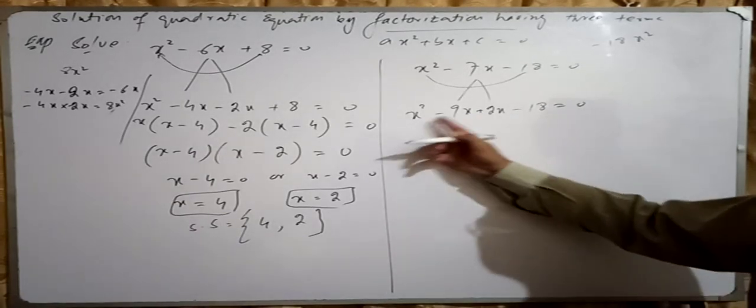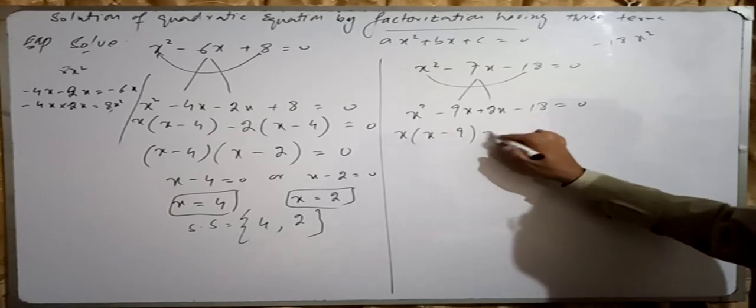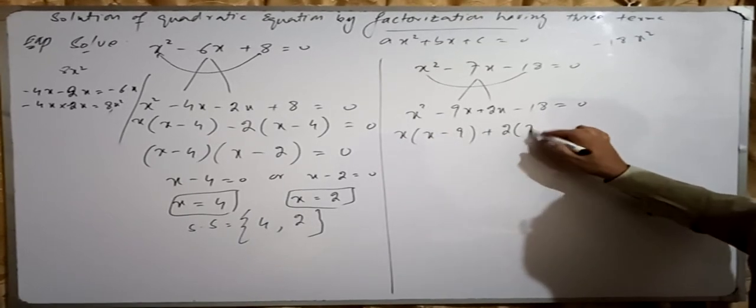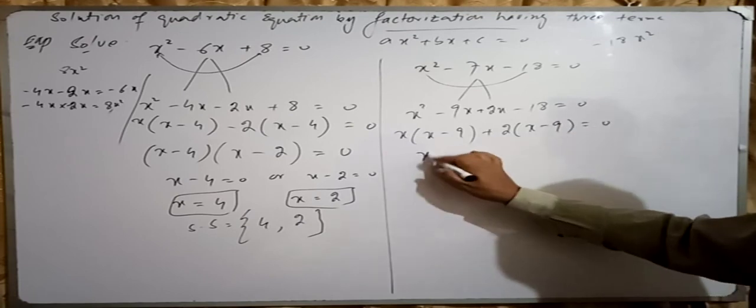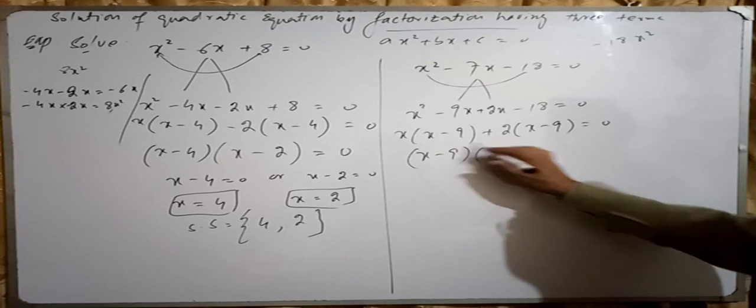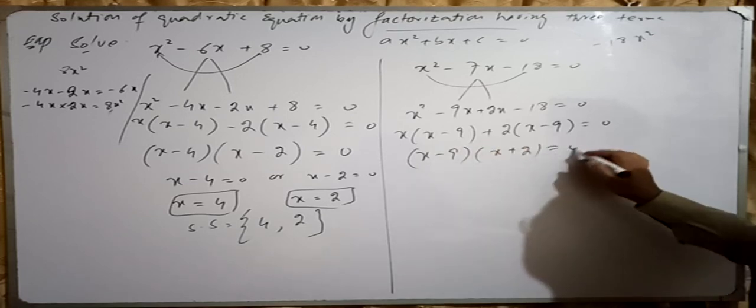Now what is common in these two? X. So x minus 9. And from these two, what is common? 2. So plus 2x minus 2 9s are 18 equal to 0. From these two, x minus 9 common. What will remain? X plus 2 equal to 0.